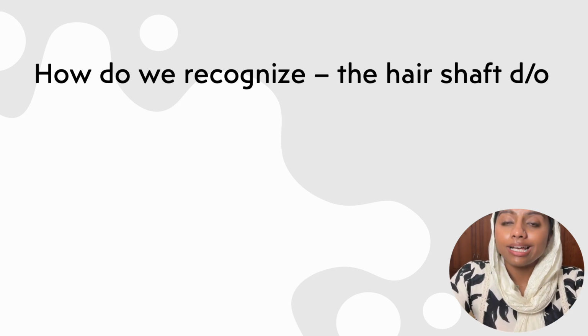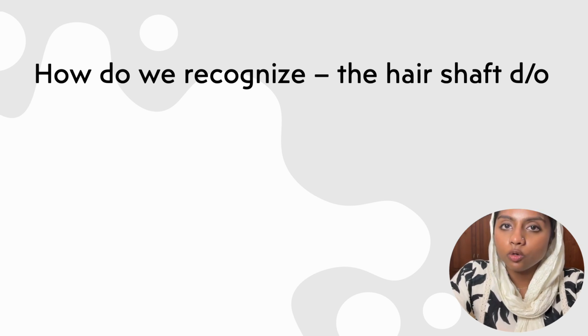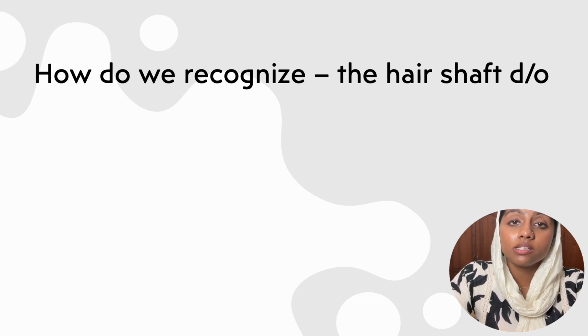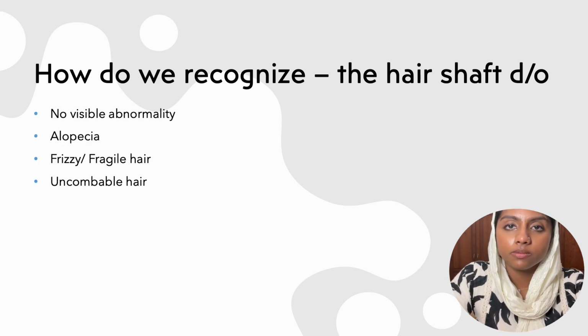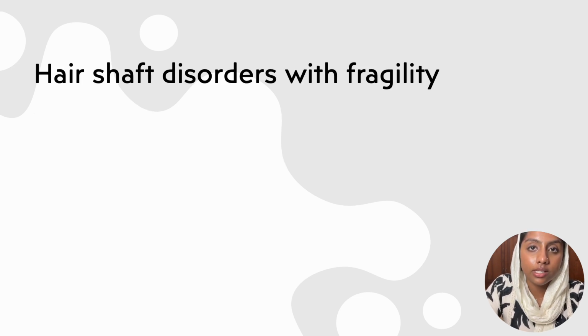It can either be asymptomatic, or the patient can present with complaints of alopecia, or with complaints of very frizzy or very fragile hair or uncombable hair. So these are the different symptoms. How can you classify the hair shaft disorders? These are basically classified into two different categories: the ones with hair fragility and the ones without hair fragility. So let's see what the different diseases are under each category.